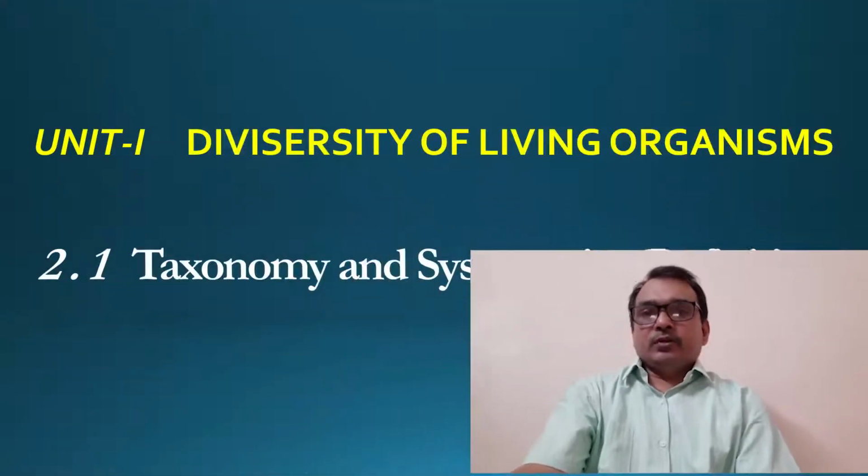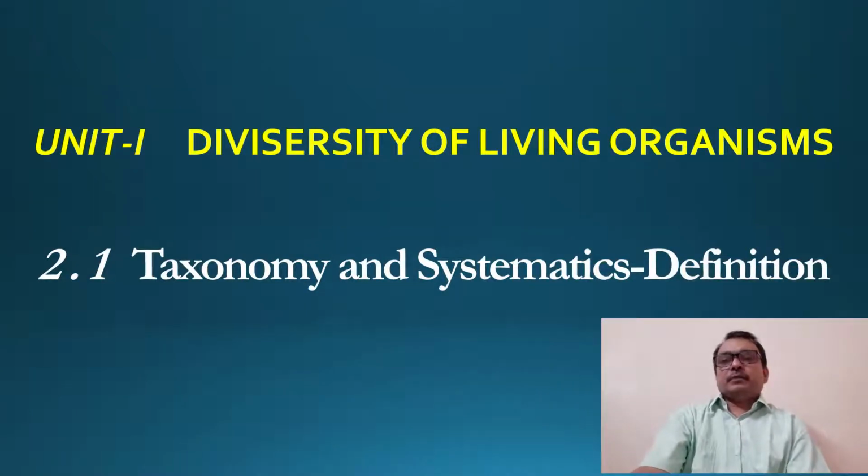Taxonomy and systematics is under Unit 1, Diversity of Living Organisms. It consists of three subtopics. One is taxonomy and systematics and their definition. Another one is taxonomic hierarchy, lineage with example. Third one is binomial nomenclature.